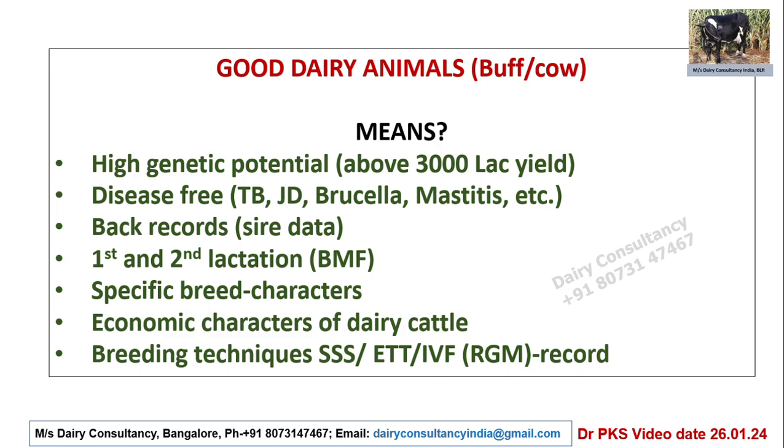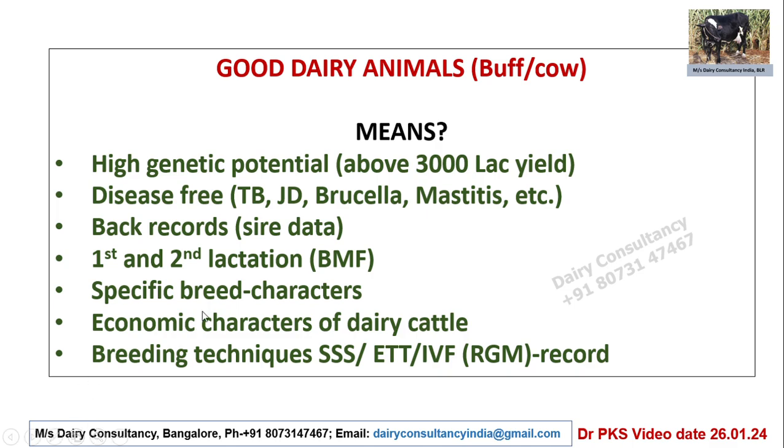And here we are talking mostly about indigenous cows and buffaloes. The animal should be disease free: TB, JD, brucella and mastitis. Breeding records are available, and the sire and dam records are available, meaning the mother and father records of this animal are available.